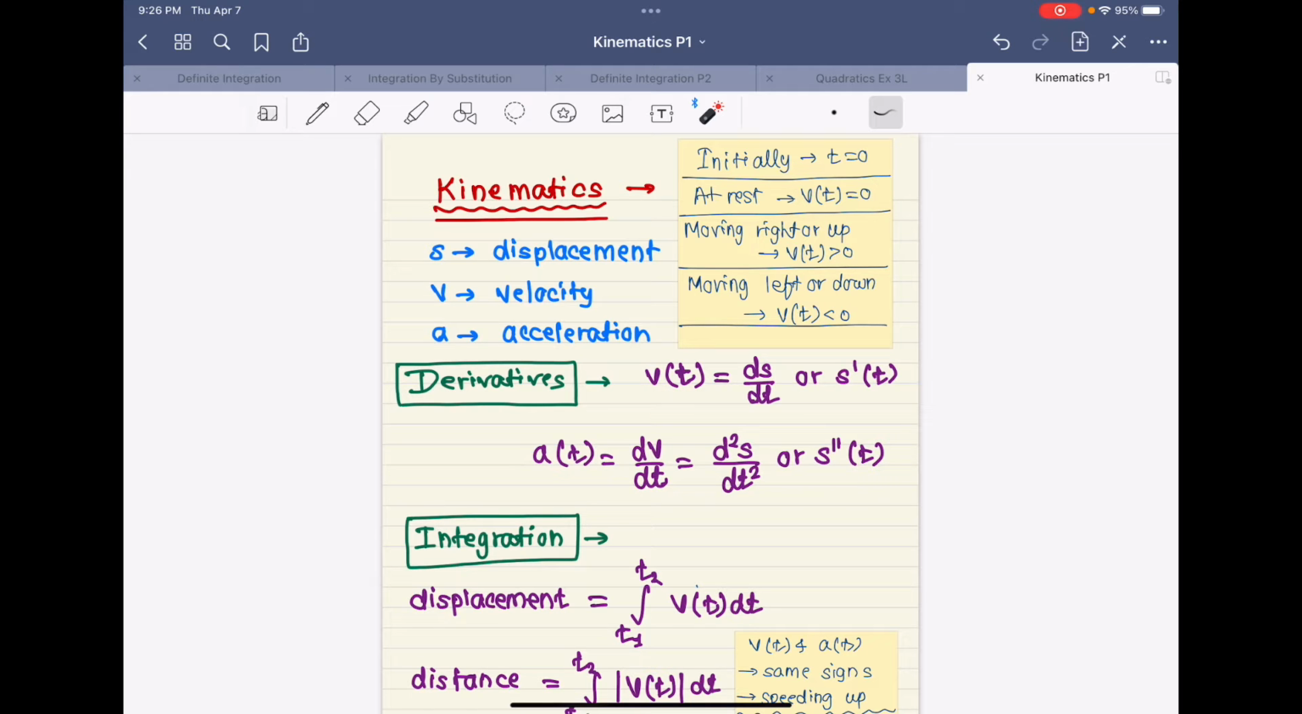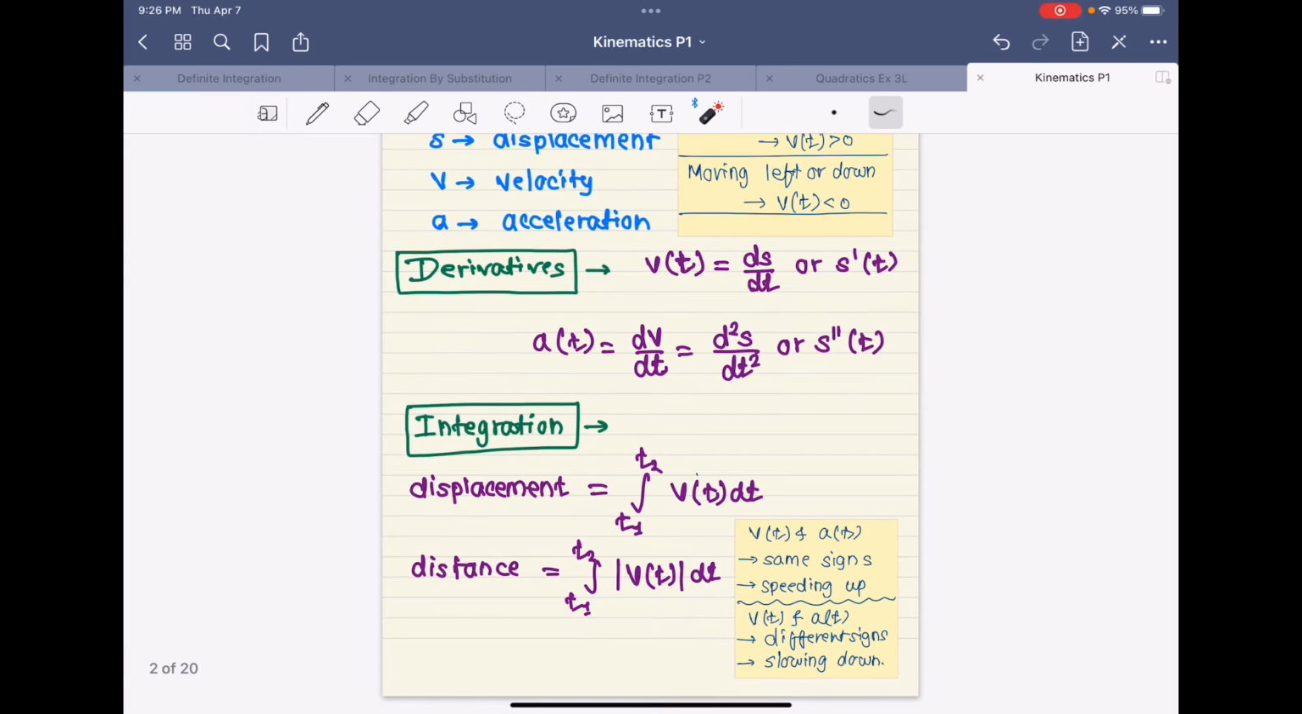If you have a displacement function and you already found the velocity, and if you take a derivative of velocity, then you are finding the acceleration a of t. A of t is basically a single derivative of velocity or a double derivative of displacement. It is also denoted by s double dash t.